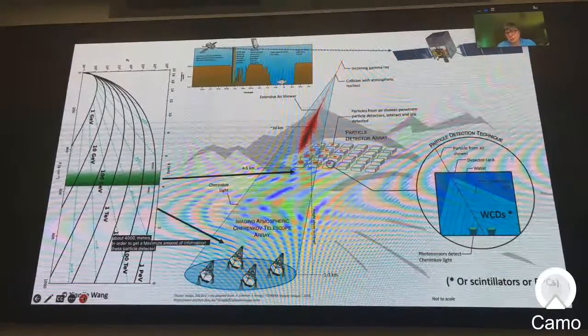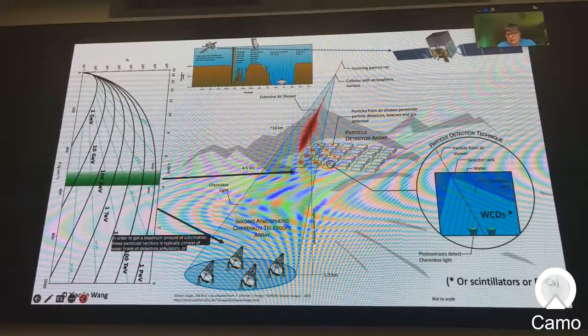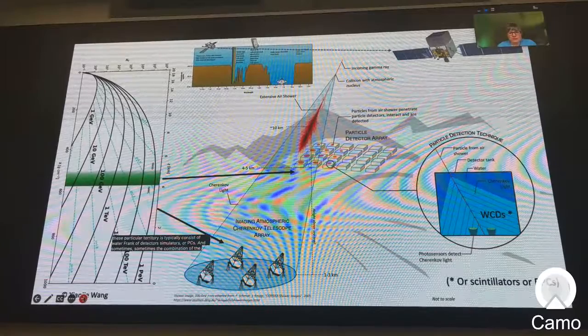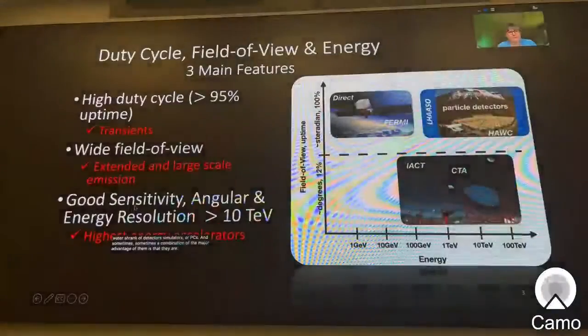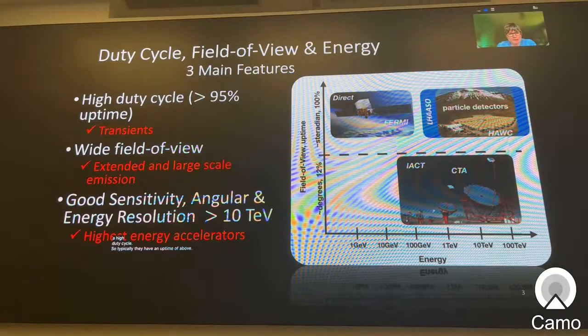Particle detector arrays typically consist of Cherenkov detectors, scintillators, or RPCs, and sometimes a combination thereof. The major advantage of them is that they have a high duty cycle. So typically they have an uptime of about 95%. They have a wide field of view, and they have good sensitivity, angular resolution, and energy resolution, especially at the highest energies. So that makes them particularly suited for extended and large scale emission, and highest energy accelerators.